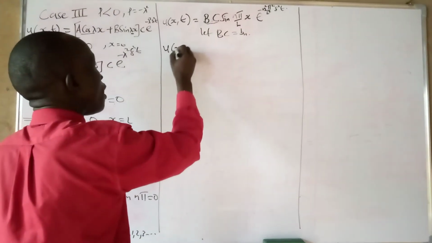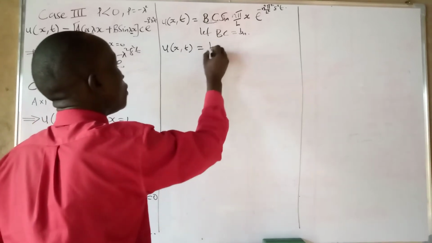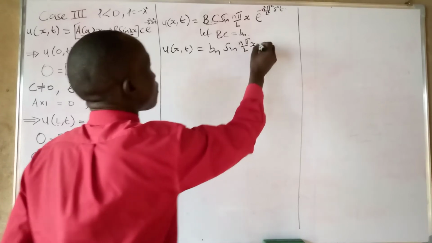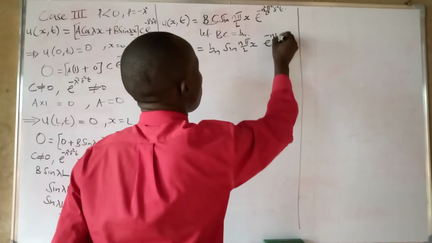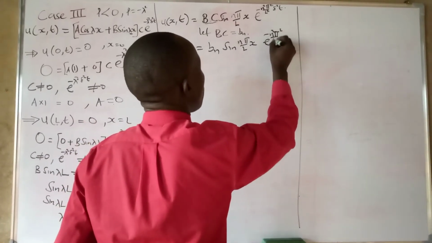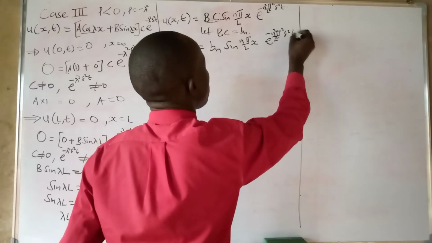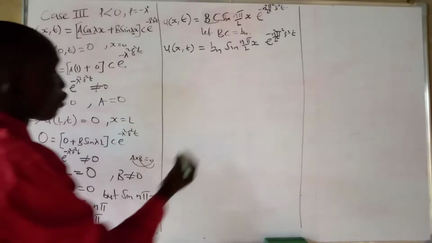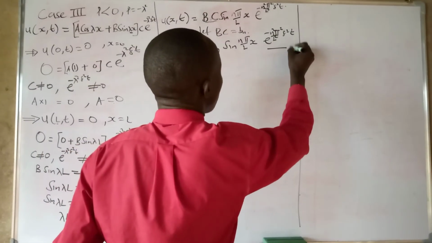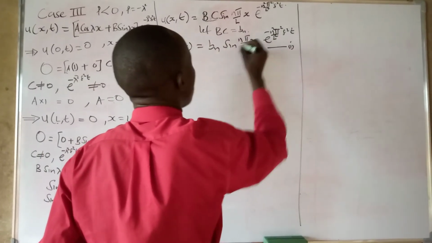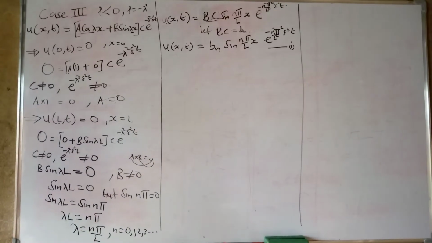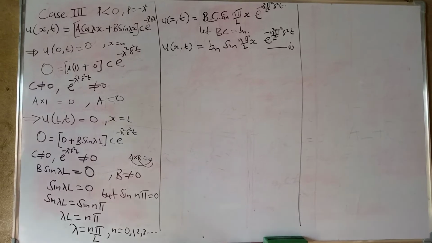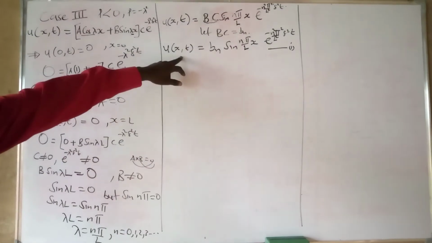So our u x of t is the same as Bn sine of n pi over L x times the exponential of negative n squared pi squared over L squared sigma squared t. Are you following very well? After reaching this point, we can call this equation number 1, after applying the boundary conditions.